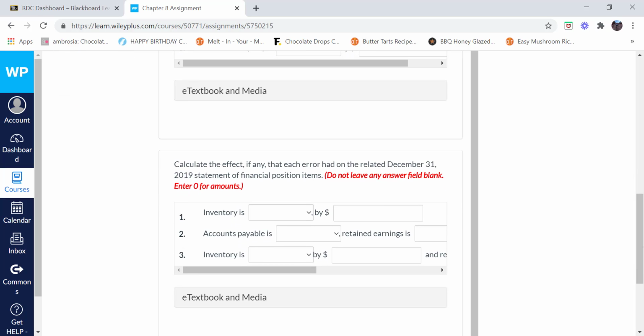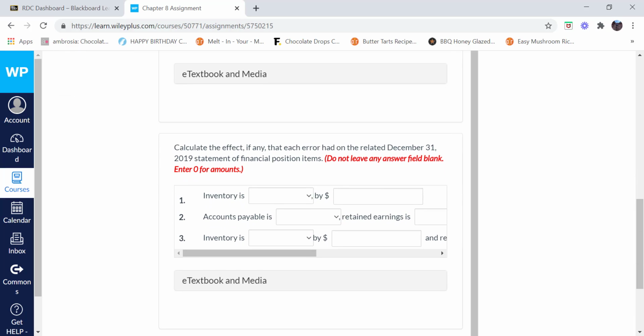And then the second part, same thing. We're looking at the errors. The first part is looking at the error on the income statement. This is looking at the error on the balance sheet. Okay.